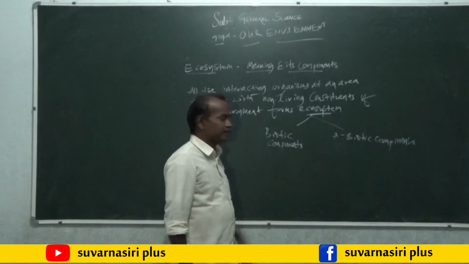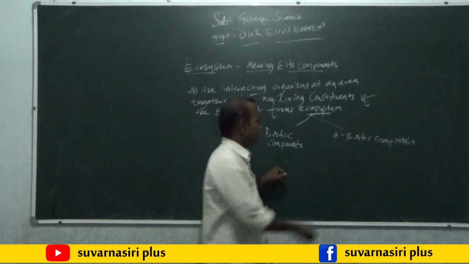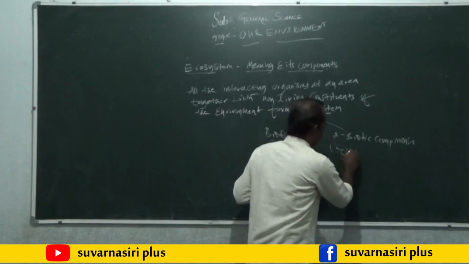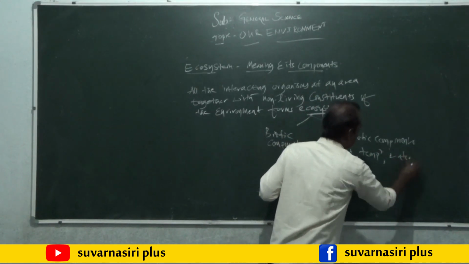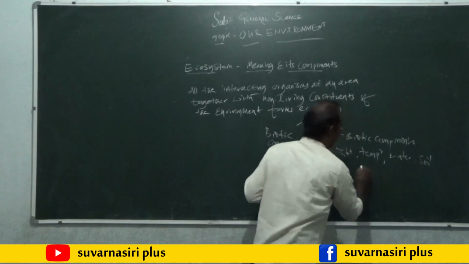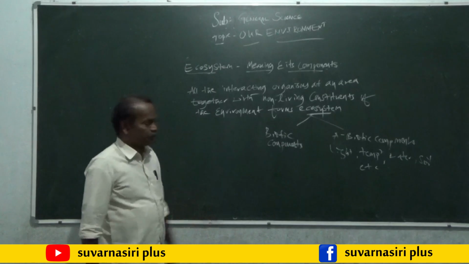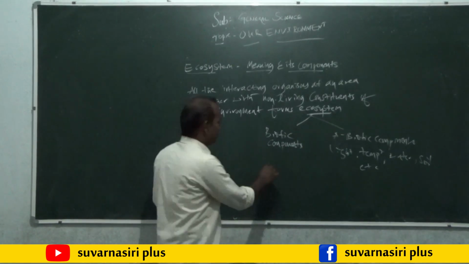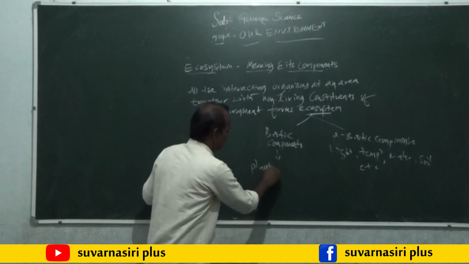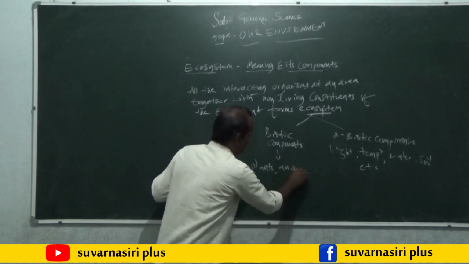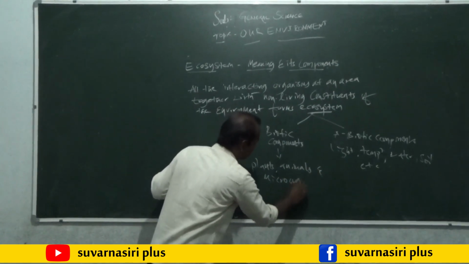Abiotic components means non-living factors of the environment like light, temperature, water, soil, etc. And biotic components means the living components of the environment. The living components of the environment include plants, animals, and microorganisms.